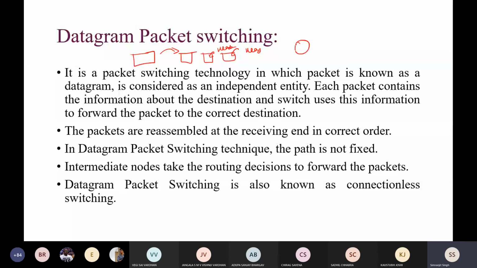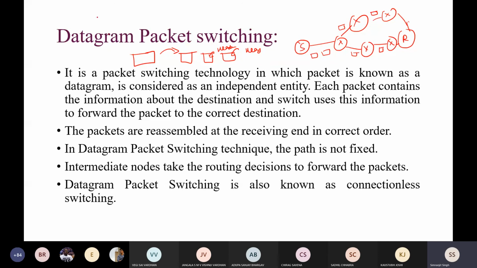Suppose to reach from sender to receiver, many paths exist. Suppose there is a router, then another one, and then another, and this particular path exists. When the message is divided into various parts, suppose these are the packets, any packet can follow any path. So it is traditional packet switching. Now you know packet switching.